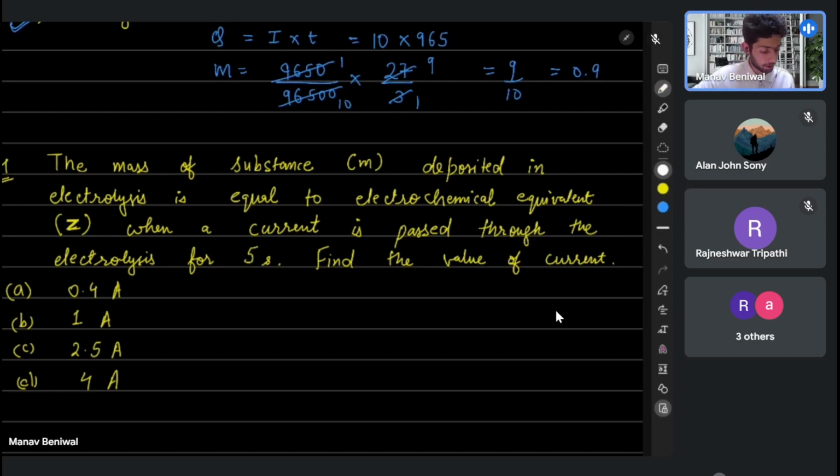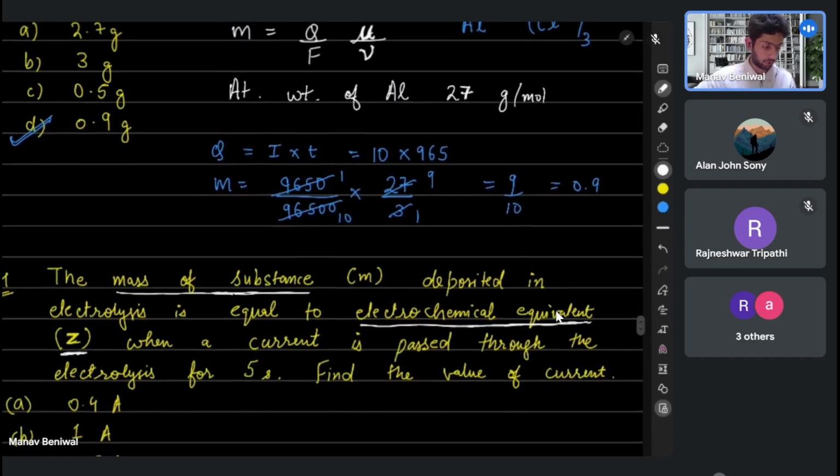So the mass of substance deposited in electrolysis is equal to electrochemical equivalent Z. Okay, so we have two quantities that are equal. One is the mass of substance that is deposited, that is equal to the electrochemical equivalent Z. If you guys have not heard of the term electrochemical equivalent, you might as well try to guess what this term can mean, right?